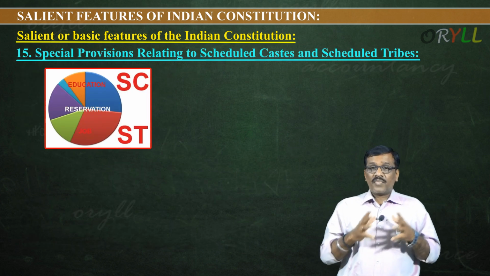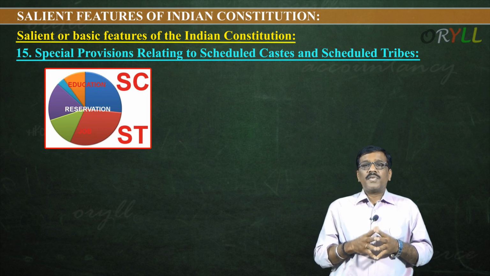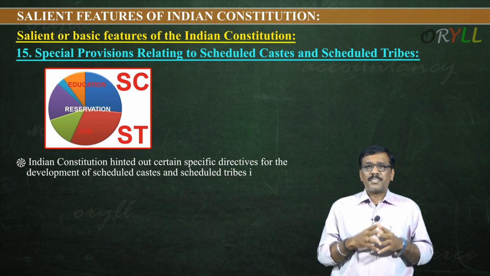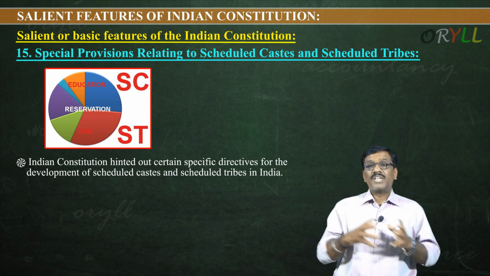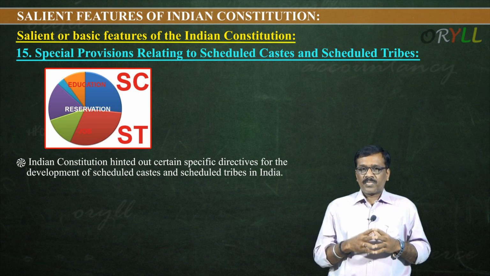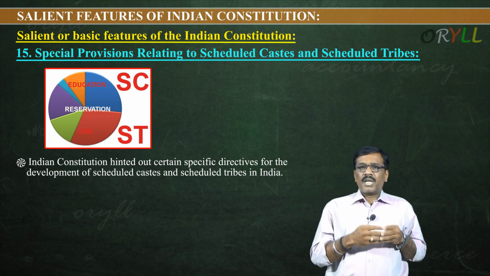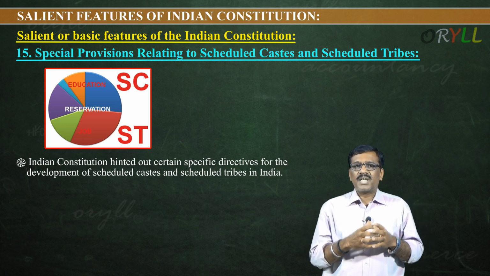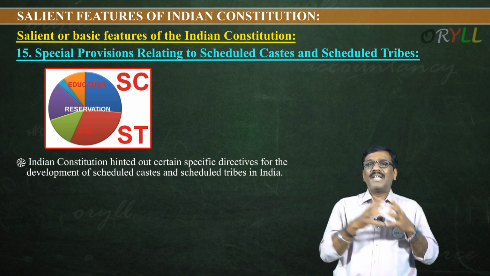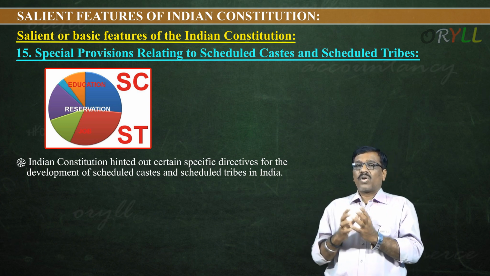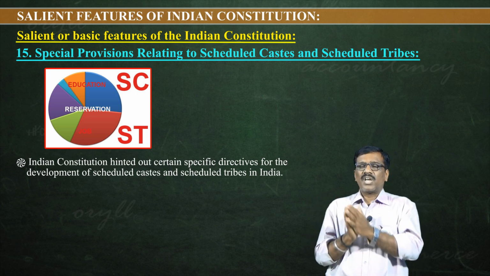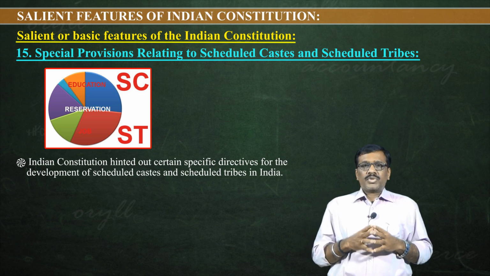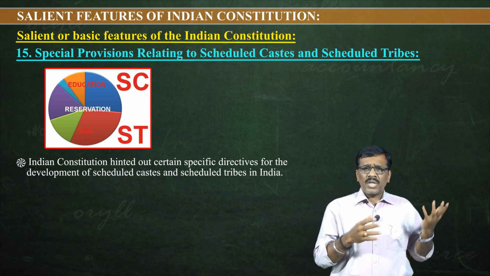Now let's move on to the 15th point, very important, that is special provisions relating to scheduled castes and scheduled tribes. The Indian Constitution hinted at certain specific directives for the development of scheduled castes and scheduled tribes in India. Before independence itself, our country had so many castes and tribes. Tribes in the sense people who generally live in forests and hilly areas were known as tribes. Why were they called so? Because they have their own distinctive culture. They are generally shy to mix with the mainstream people. They are like that. And we have different castes.